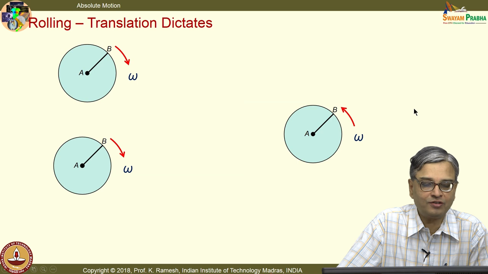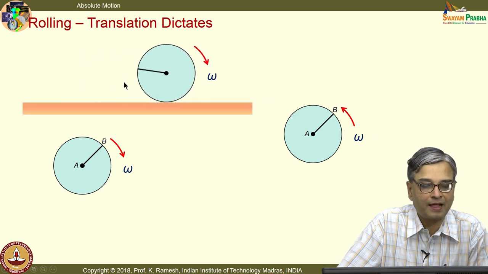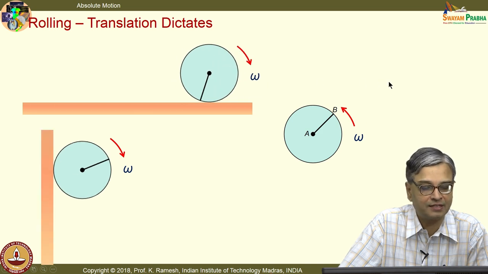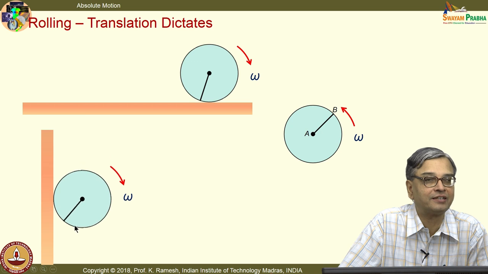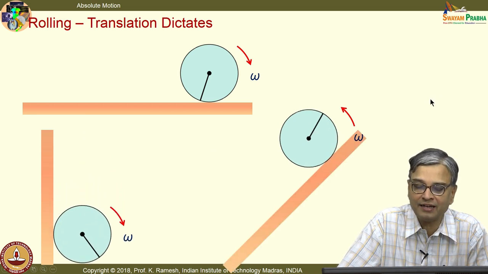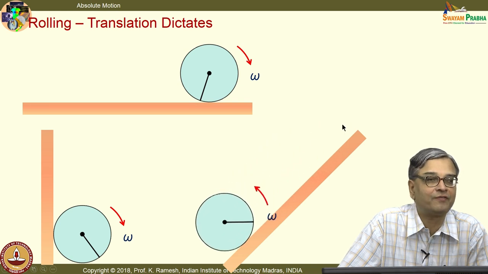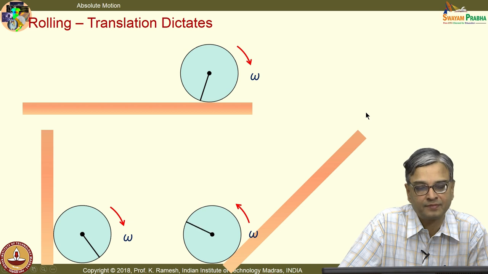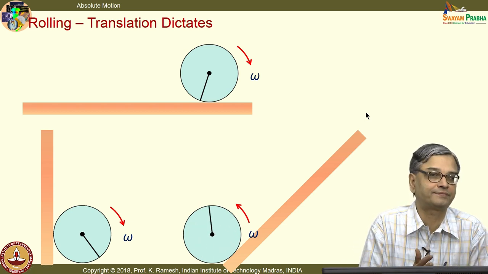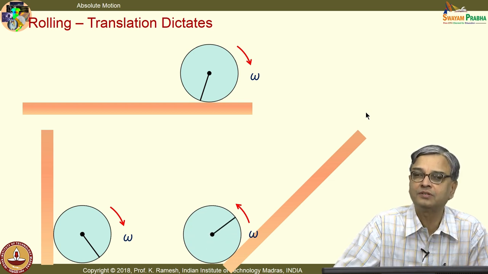And the next slide shows I have the similar rotation, I have a horizontal translation, it rolls horizontally. I have a vertical translation, it rolls vertically. I have an inclined translation, it rolls in an inclined fashion. Fine? It's a very nice example of general plane motion. Very common example that you are accustomed to.